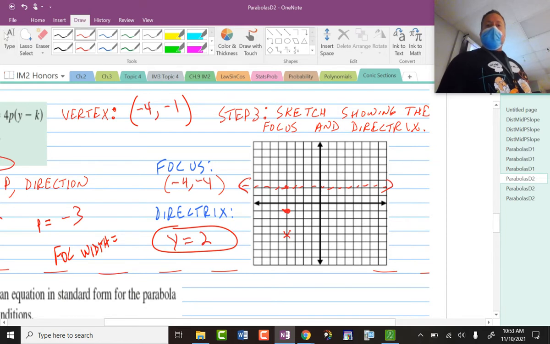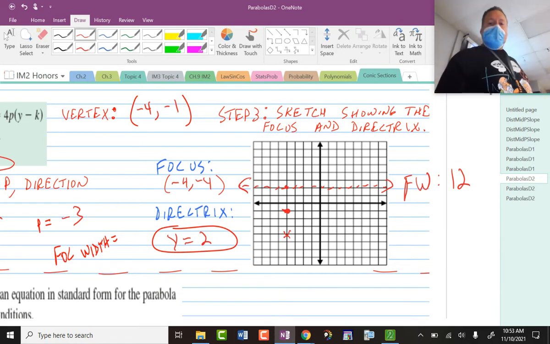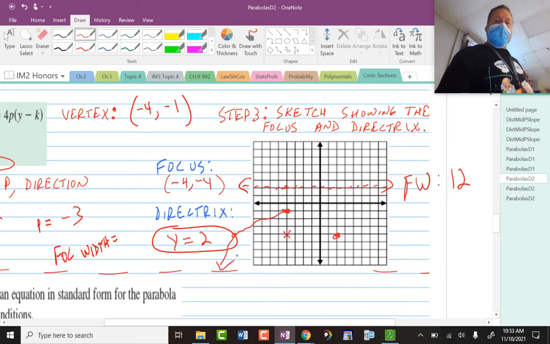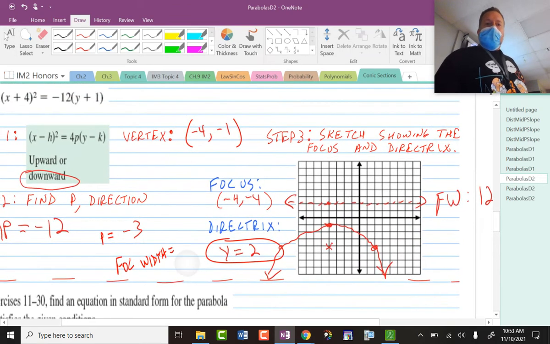By the way, the focal width, FW, or the length of the latus rectum, which is a word that I don't know, I think that happens in all of these conic sections, is 12. So that means 1, 2, 3, 4, 5, 6. And then 1, 2, 3, 4, 5, 6. A little bit off the scale there. And then I could prove it. I'll take that 1 point at the end there.